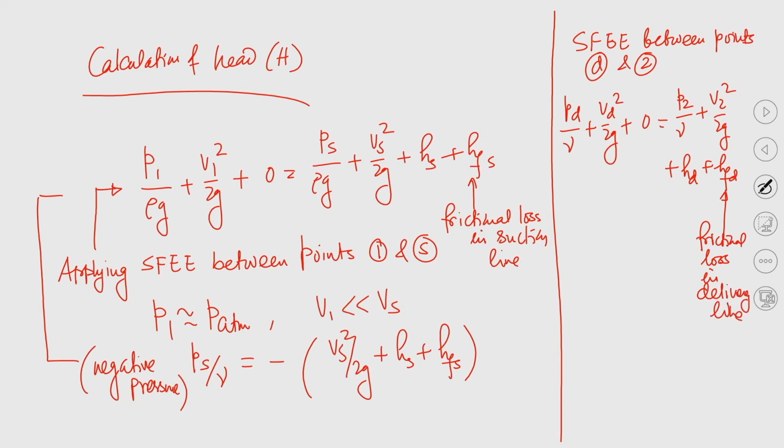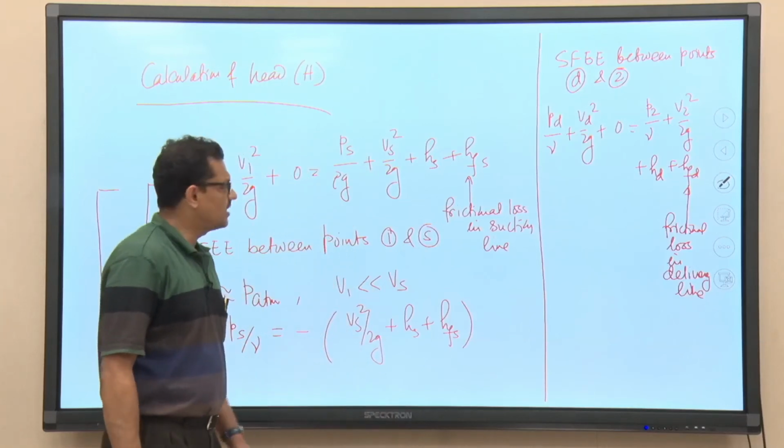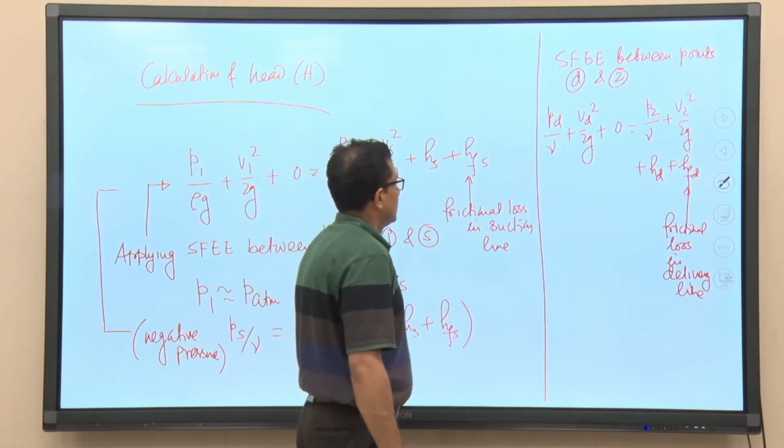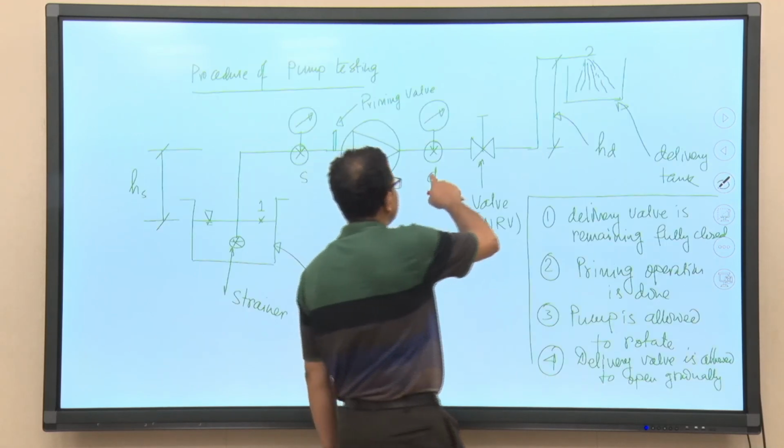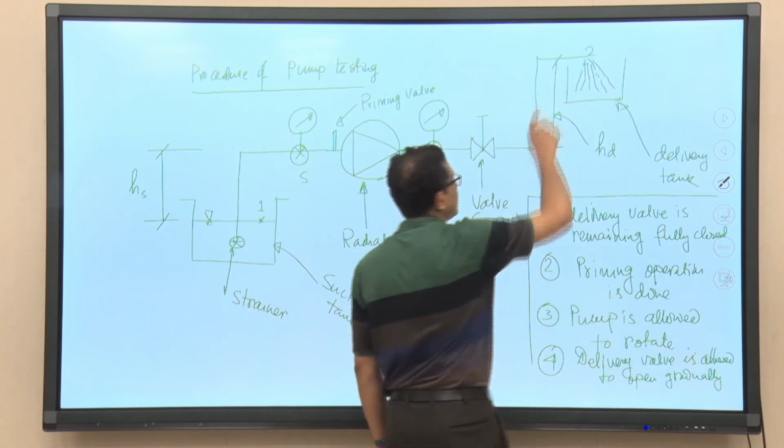So you can understand that in this particular case, if we go back to the schematic, the point d and point 2 are on the same line.